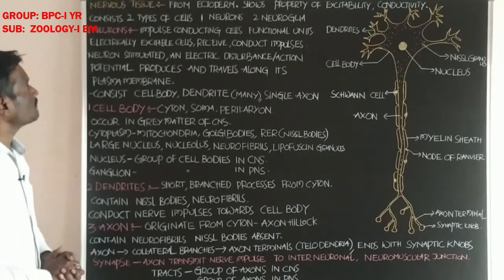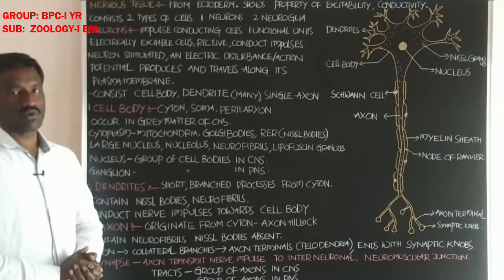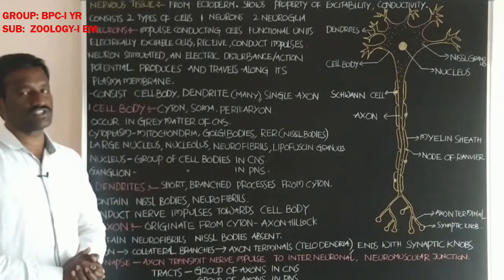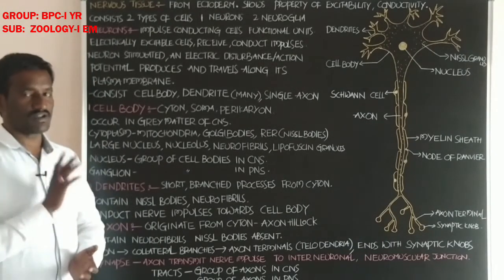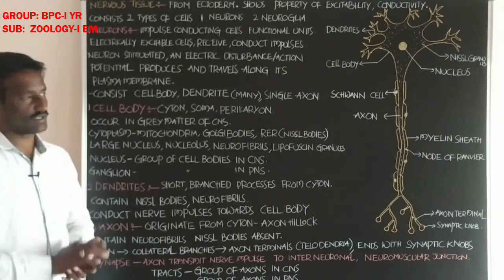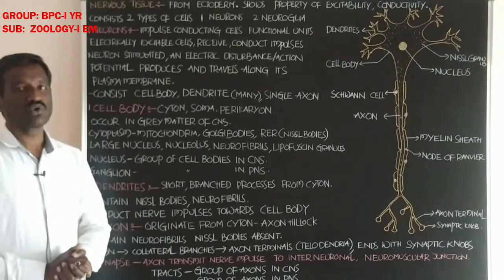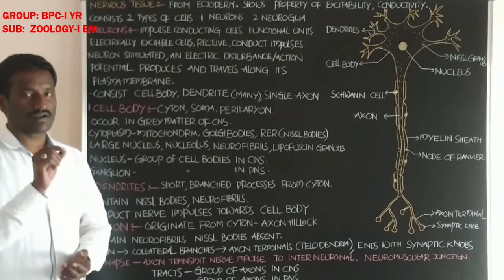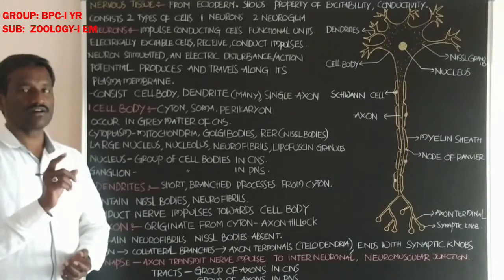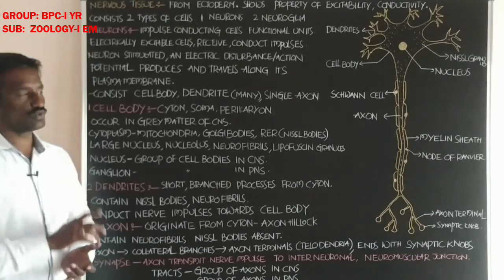Next, the entire nervous system consists of two types of cells. One is the neuron, the functional cell of the nervous system, which is an impulse conducting cell. The second one is neuroglia. Neuroglia are non-conducting cells, and these are the supporting cells of the nervous tissue.